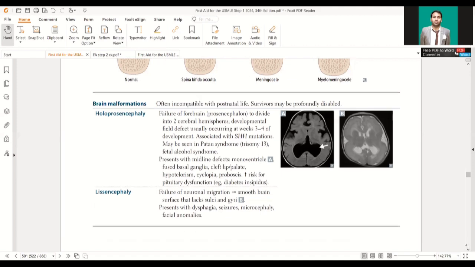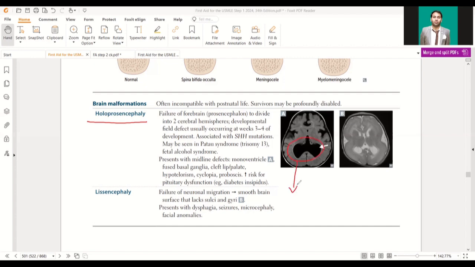There are two brain malformations that are high yield, that is holoprosencephaly, right? So holoprosencephaly is basically, as we discussed, the prosencephalon is not divided into diencephalon and telencephalon, right? So there is one primary neural tube vesicle. It's not divided into the secondary vesicles, right? So what happened? On the picture you find that there is a monoventricle.